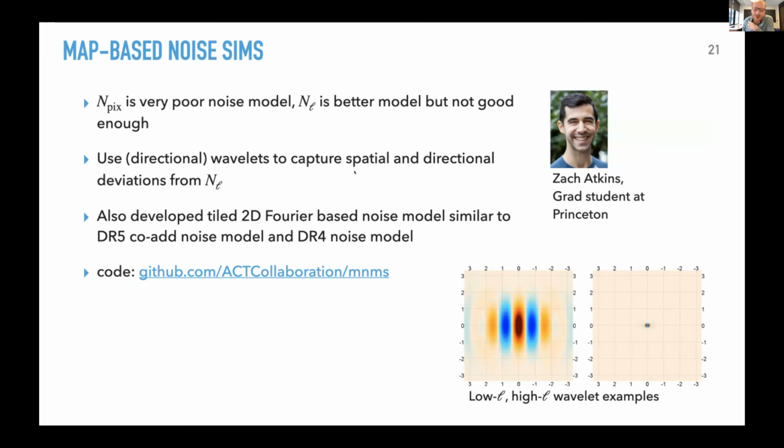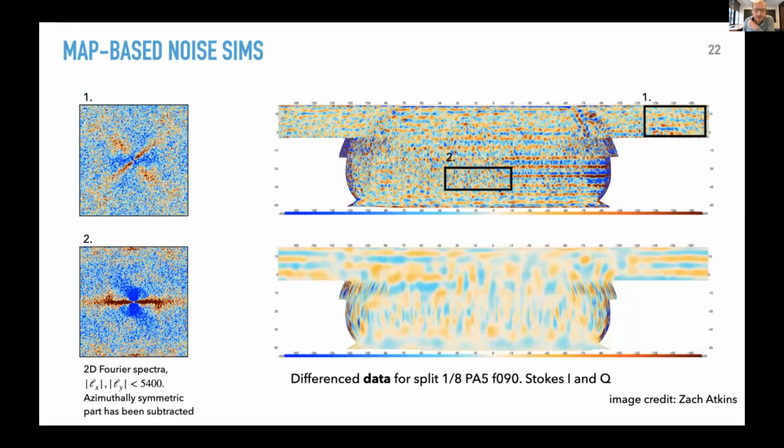And then we model the deviations from the power spectrum with a wavelet-based method. And these wavelets then capture the spatial deviations and also the directional deviations from the noise described by the power spectrum. I want to say most of this hard work has been done by Seth Atkins at Princeton here, who's developed this method. You can look at it here. And now I'll show you some preliminary results.